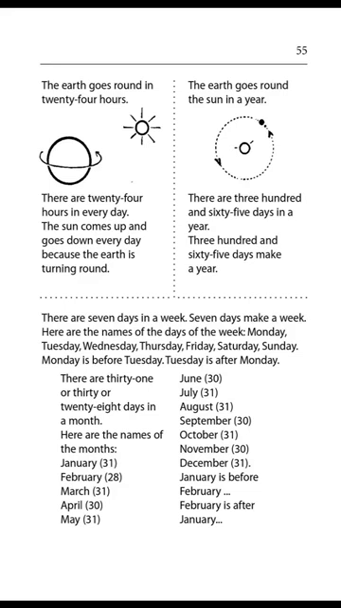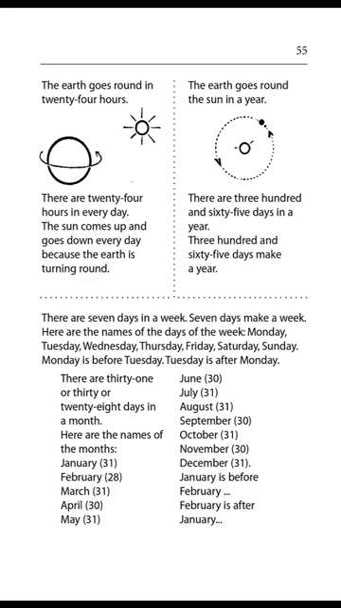There are 7 days in a week. 7 days make a week. Here are the names of the days of the week: Monday, Tuesday, Wednesday, Thursday, Friday, Saturday, Sunday. Monday is before Tuesday. Tuesday is after Monday. There are 31 or 30 or 28 days in a month.